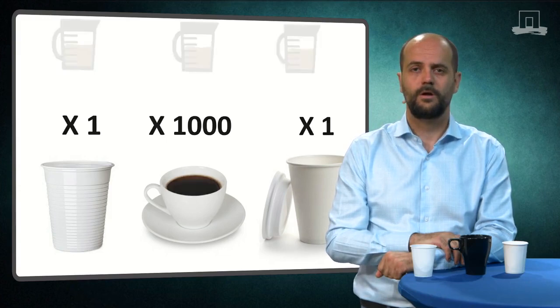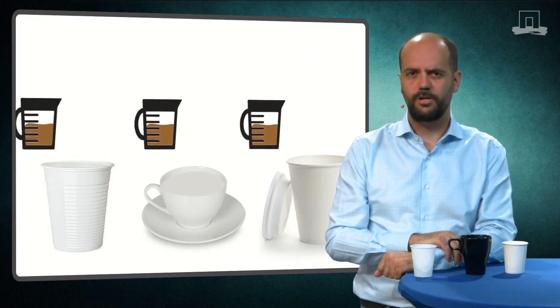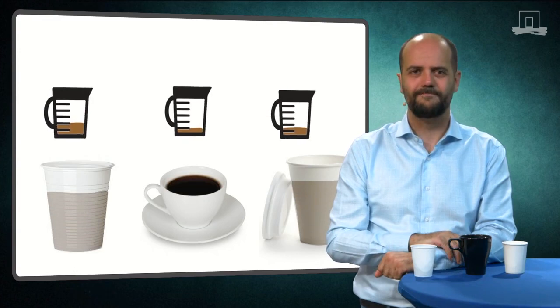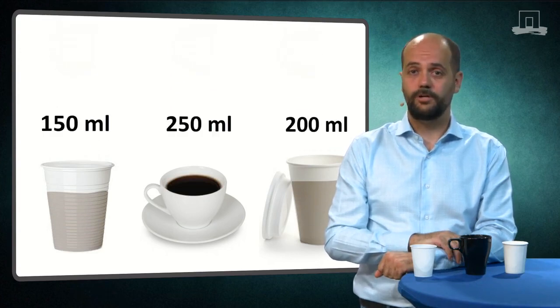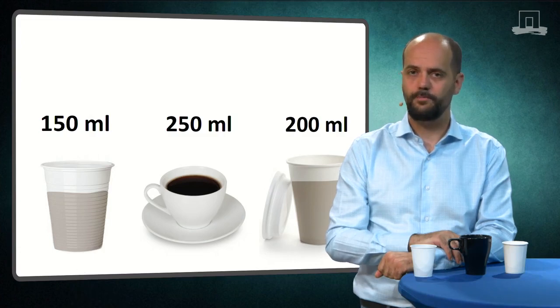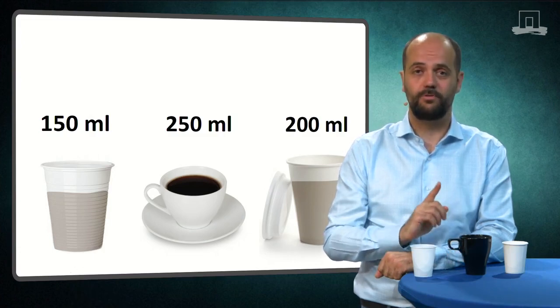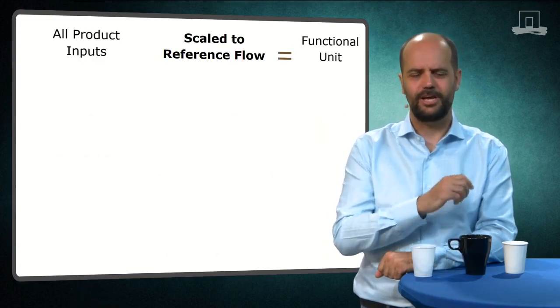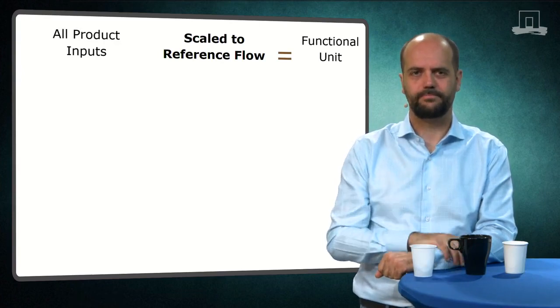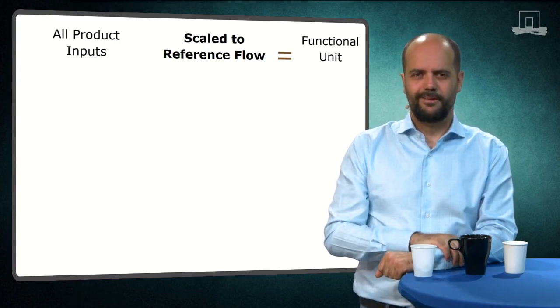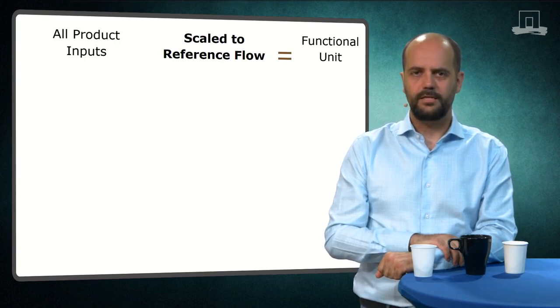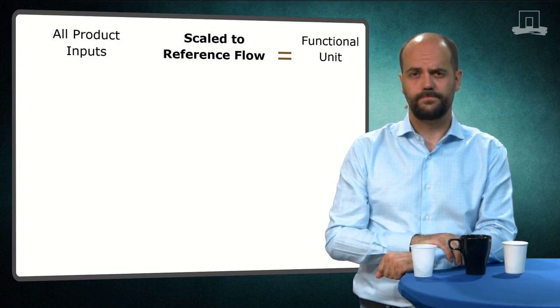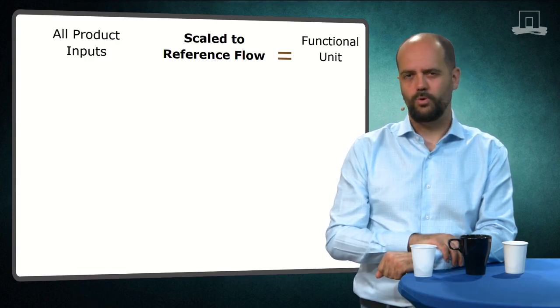Okay, so what about the differences in volumes between the cups? I hear you ask. If each cup holds a different volume, then we need to adjust the factor by which we multiply the inputs. What we end up with is a separate reference flow for each of the products that we compare. Another key word. Reference flow. A reference flow is the quantity of the specific product alternative that we need to be able to fulfill the functional unit.